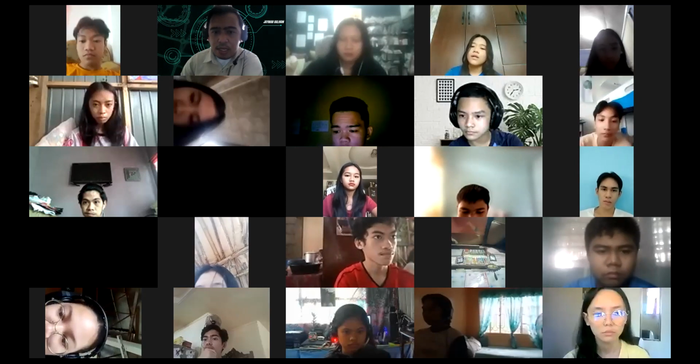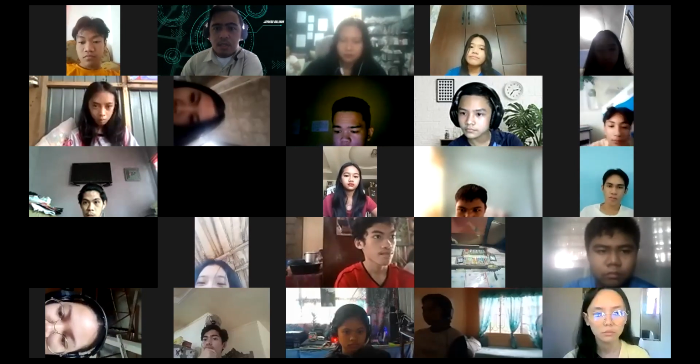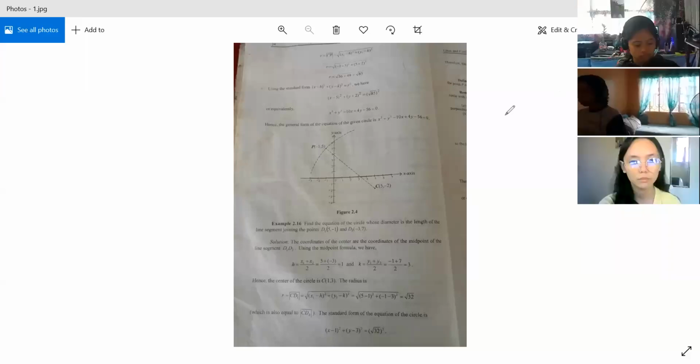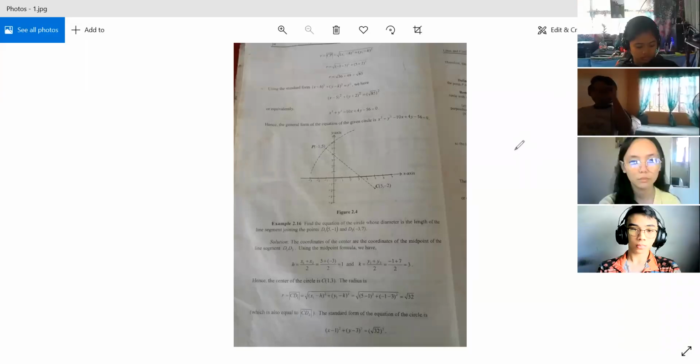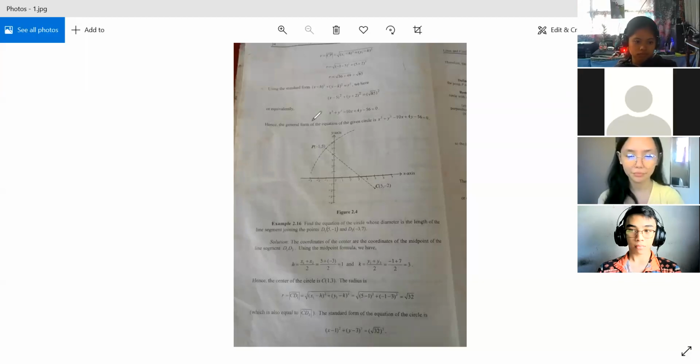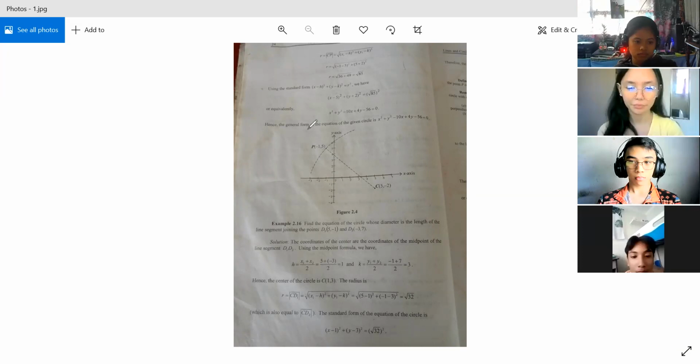Okay, previously we discussed the topic on how to convert general form to standard form, and to determine whether your graph is a circle, empty set, or a point.